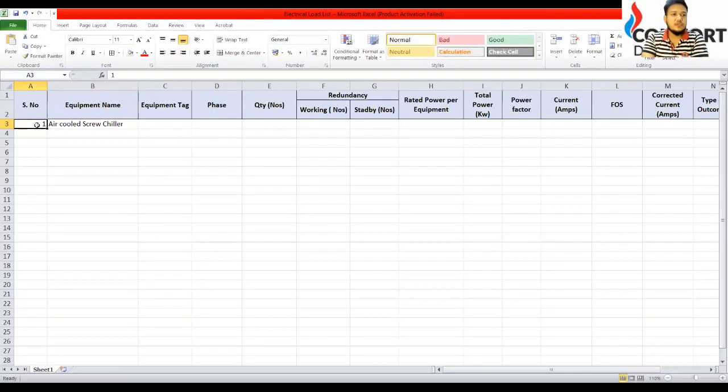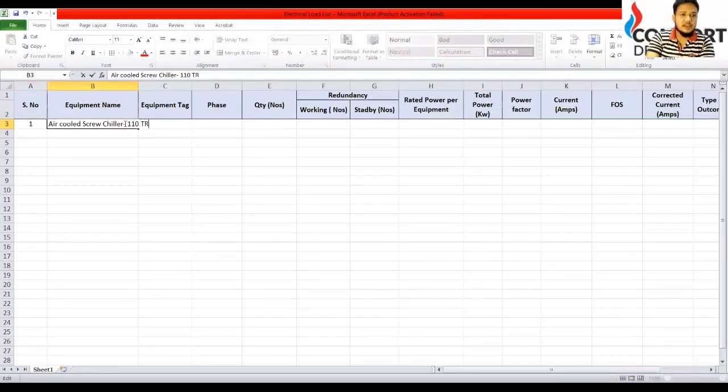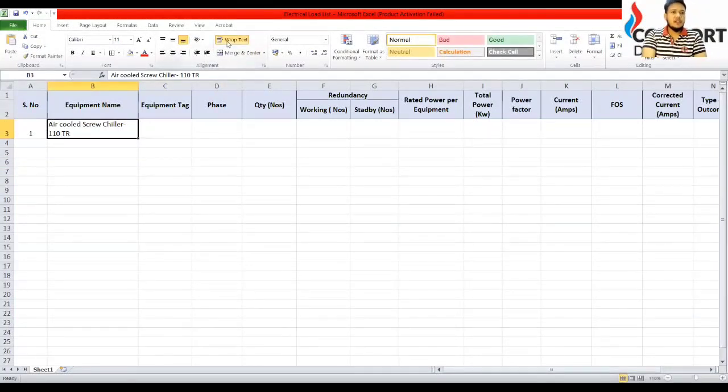I'd be trying to do it for 1 or 2, and then you can accordingly do it for the others also. Okay, air-cooled screw chiller, and its capacity is 110 TR. I will not be describing all the details. First of all, I would like to write down all the major equipments, and then I'd try to do the electrical load calculation.